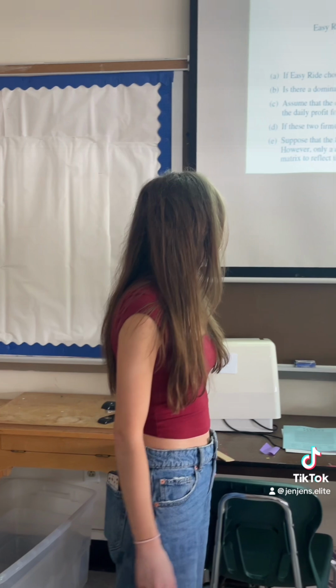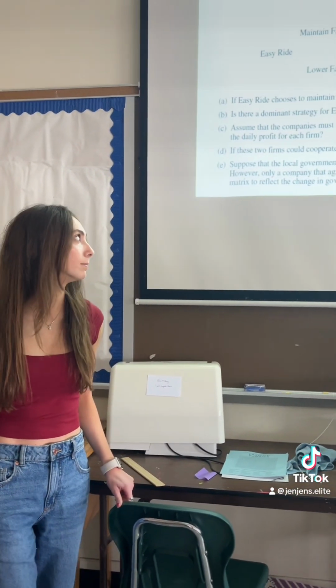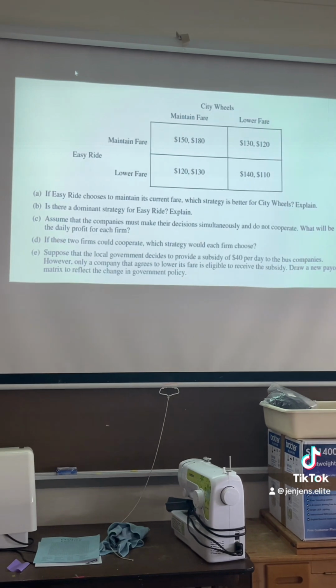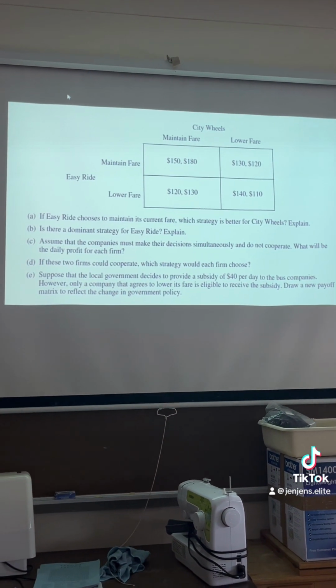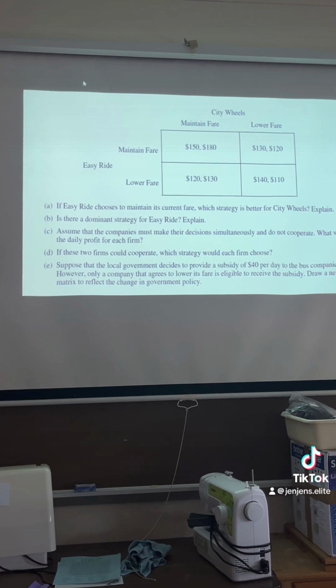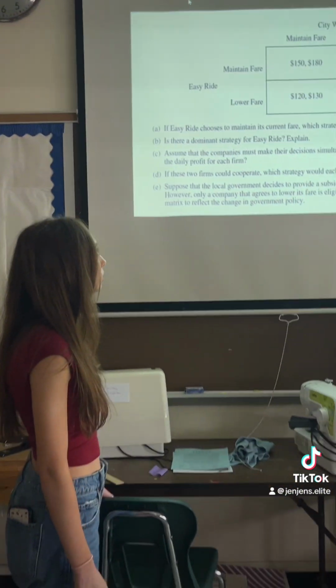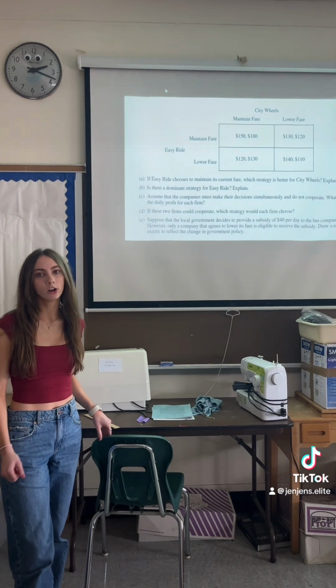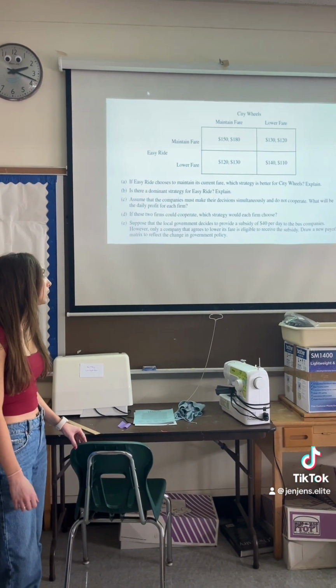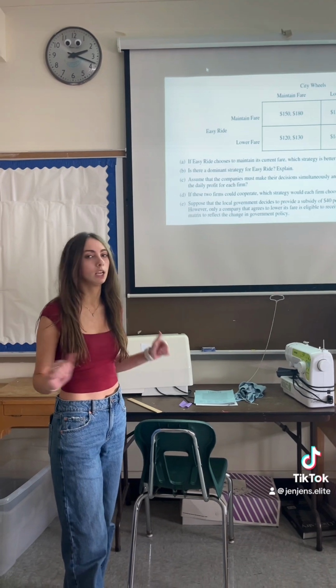For question C, assume that companies must make their decisions simultaneously and do not cooperate. What daily profit will they choose? Both firms would choose to maintain their fare, so 150 and 180, because in both of these scenarios, they're making the most profit.